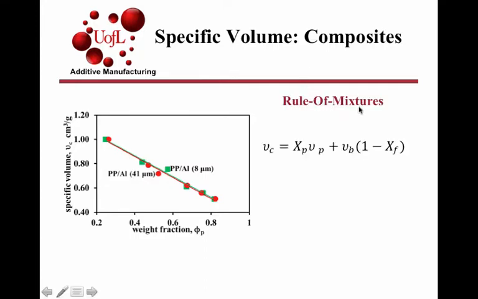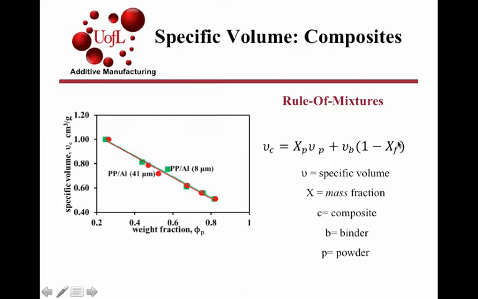The direct rule of mixtures is useful for describing how the specific volume of the filled material, the composite, changes as a function of the weight fraction, defined by X, of the filler. XF is for the filler, XP is for the polymer. These symbols have to be adjusted accordingly. There is not as much particle size dependence in this specific volume dependence on filler content as you saw in the case of viscosity. It's not as pronounced. General trend is specific volume reduces with increasing filler content.